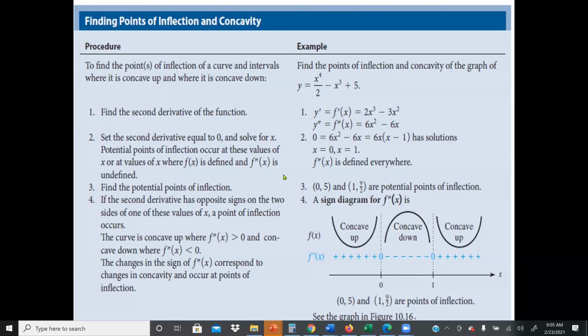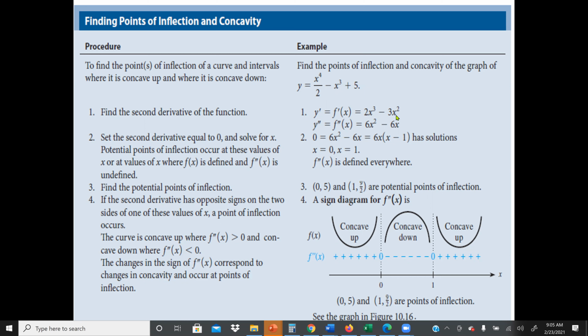So the first thing we're going to do now, this is the function, x to the power 4 divided by 2 minus x cubed plus 5. The first thing we're going to do is find the first derivative of the function. I'm going to get 4x cubed divided by 2, and that will give me 2x cubed. I'm using the power rule here. Then the derivative of x cubed will give me 3x squared. Then we know the derivative of a constant value is 0. So this is our first derivative.